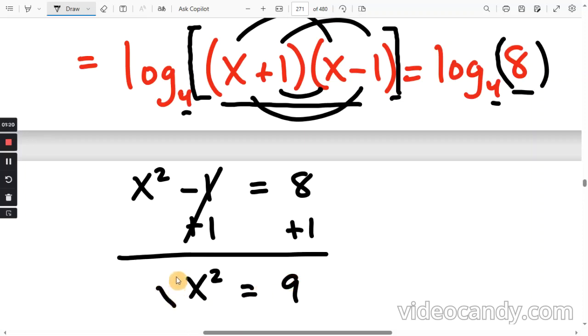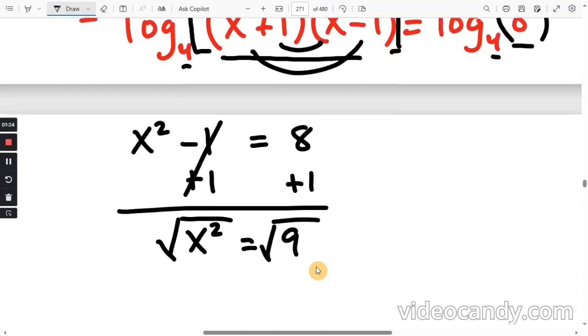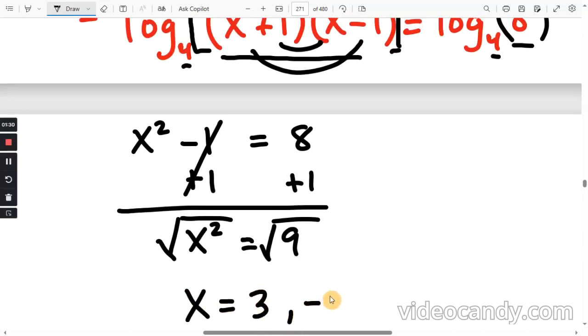Taking the square root of both sides. All right, when you do the square root of both sides, you need to do plus minus. So x equals 3, but it also equals negative 3, okay? Because negative 3 squared would give us 9. Now we have to test. All right, we have to plug them in. So let's go back to the original.